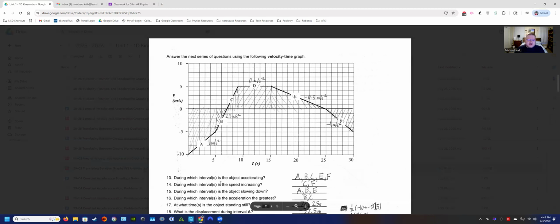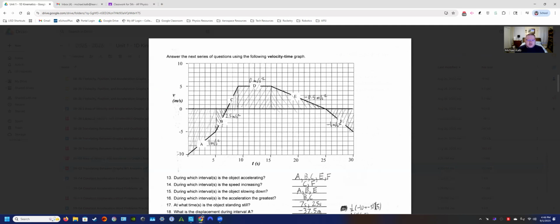When is the speed increasing? Well, that's when the velocity is getting further from zero. So that's from 7 to 9 seconds and from 25 to 30 seconds, or along C and along F. And when is it slowing down? Well, that's when the velocity is approaching zero. So that's from 0 to 5 seconds, 5 to 7 seconds, and 15 to 25 seconds, or A, B, and E.